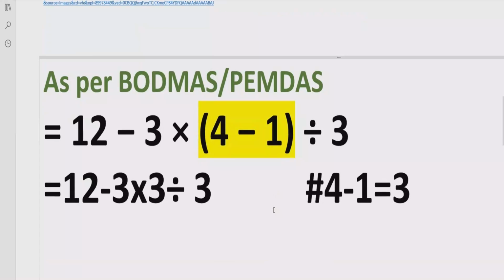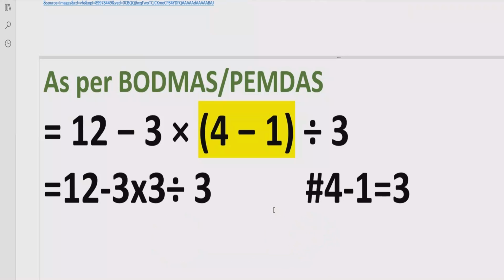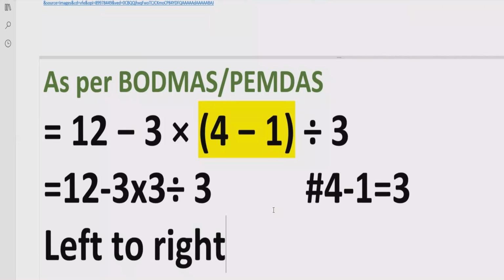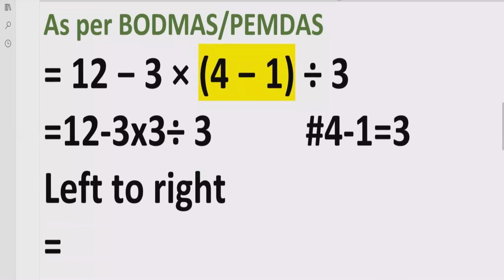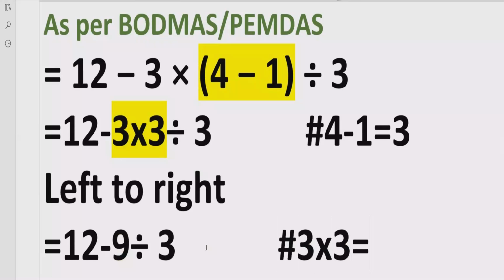Now move forward to solve the exponent part. In our expression, we do not have any exponent part, so we can skip this step. Now we will go to solve the multiplication and division. We will go left to right in our expression and find out division or multiplication. So first we have multiplication, this one. Now we will say 12 minus 9 divided by 3, since 3 multiplied by 3 is 9, and we write the rest as it is. Here we give the reference: 3 multiplied by 3 equals 9.